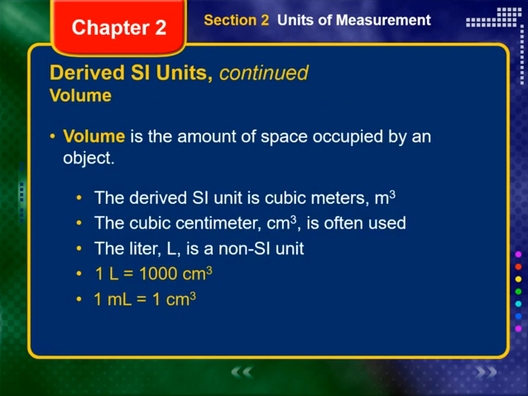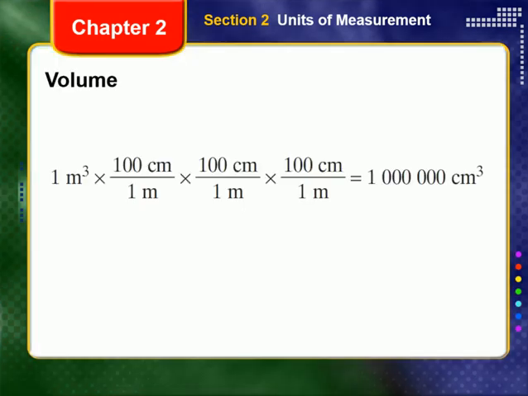Volume is the amount of space occupied by an object. The derived SI unit of volume is cubic meters, represented lowercase m cubed. 1 cubic meter is equal to the volume of a cube whose edges are 1 meter long. Such a large unit is inconvenient for expressing the volume of materials in a chemistry laboratory. Instead, a smaller unit, the cubic centimeter, represented lowercase c m cubed, is often used. There are 100 centimeters in a meter. So, a cubic meter contains 1 million cubic centimeters.